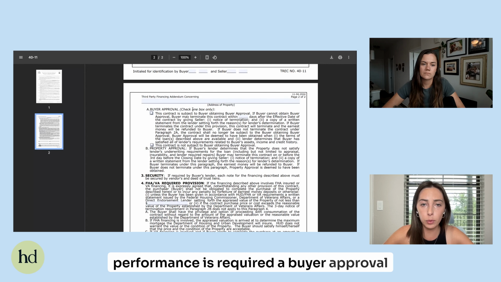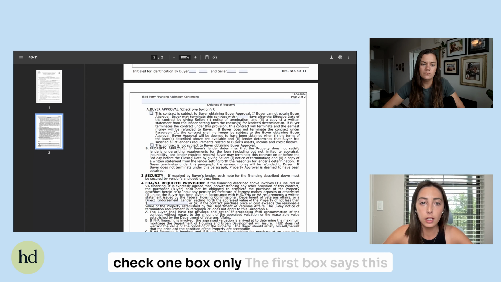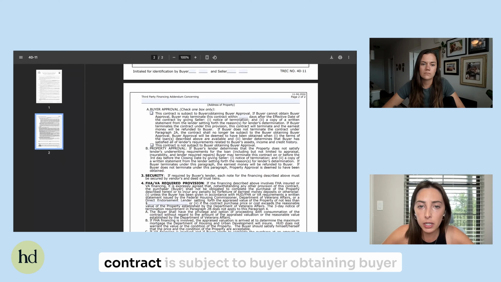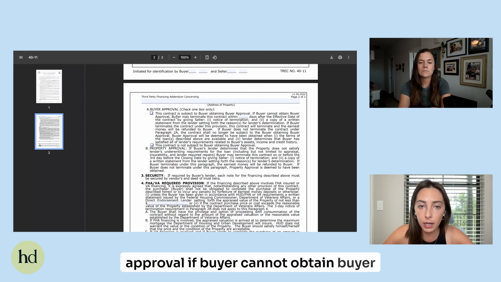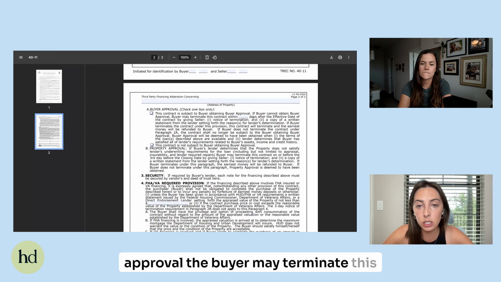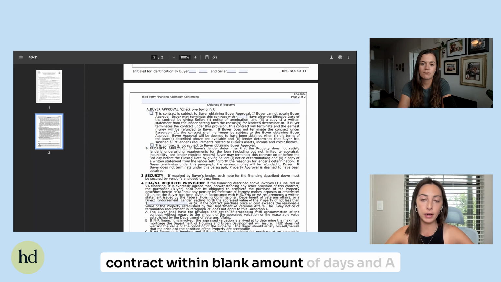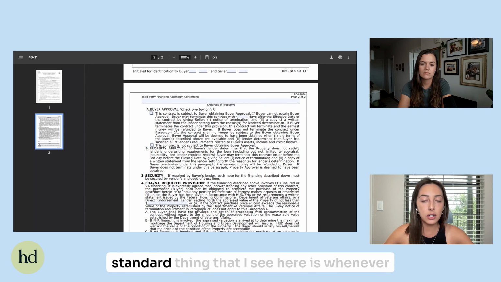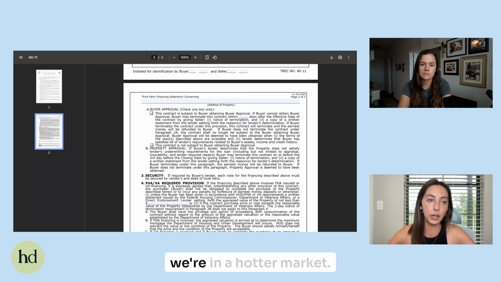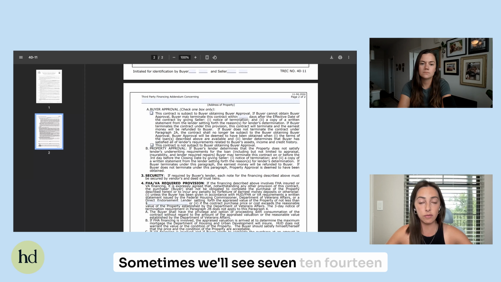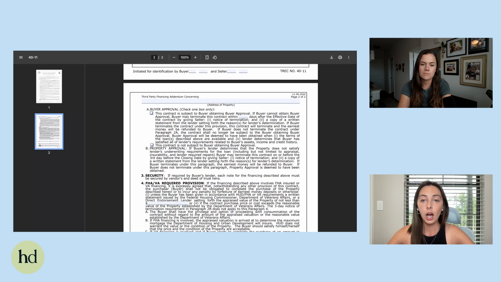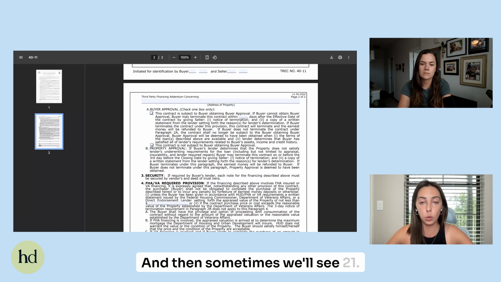A. Buyer approval. Check one box only. The first box says this contract is subject to buyer obtaining buyer approval. If buyer cannot obtain buyer approval, the buyer may terminate this contract within blank amount of days. And a standard thing that I see here is whenever we're in a hotter market, sometimes we'll see 7, 10, 14, and then sometimes we'll see 21.